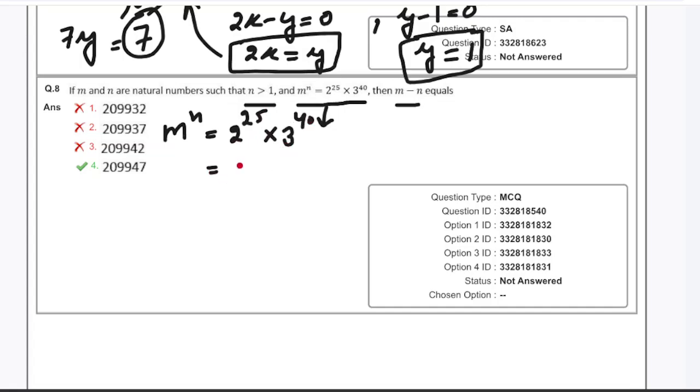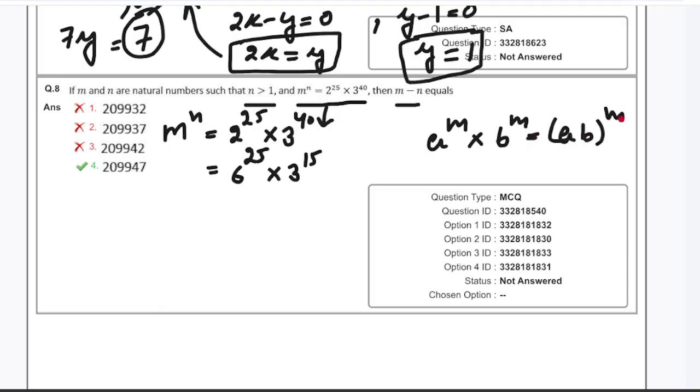I can write it as 2 into 3, 6 raised to power 25, multiplied by 3 raised to power 15. We are using the property a raised to power m into b raised to power m is a into b raised to power m. In this particular case, the powers are different, so we are just taking the smallest of these. So 25 we have taken from 40, and 15 is remaining. So we go 2 into 3, 6 raised to power 25 into 3 raised to power 15. Continuing with this, now 15 is common, so 3 into 6, 18 raised to power 15 into 6 raised to power 10. We are left with 25 minus 15, we got 10.